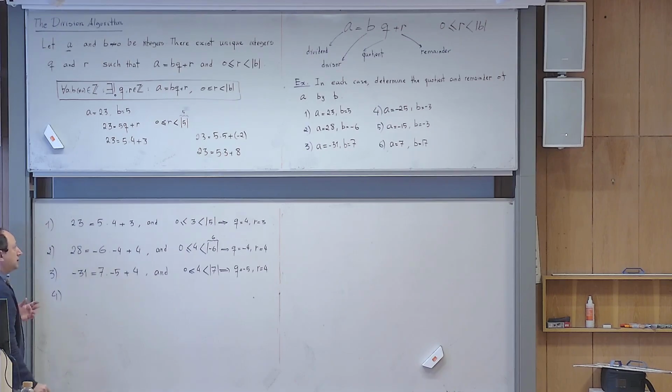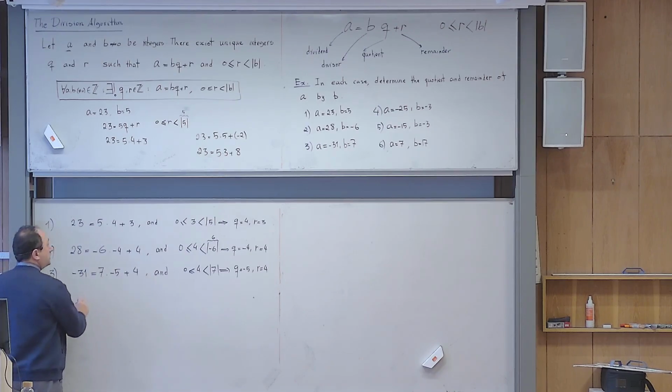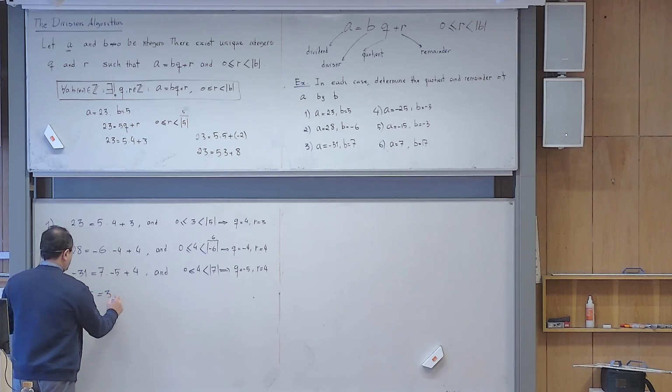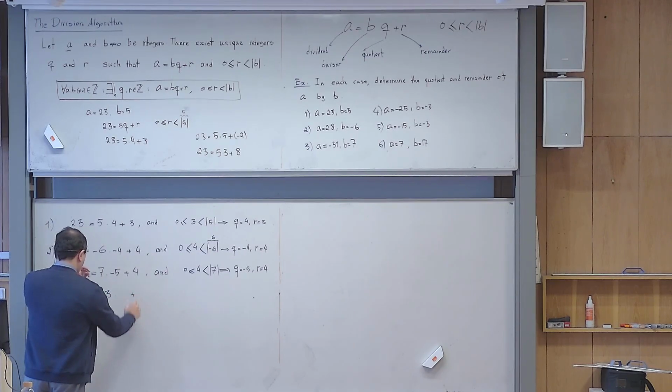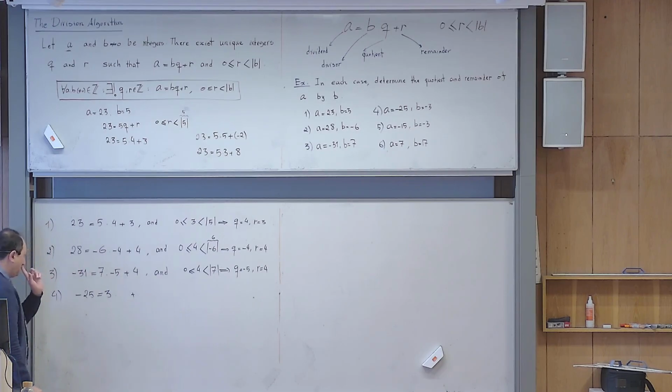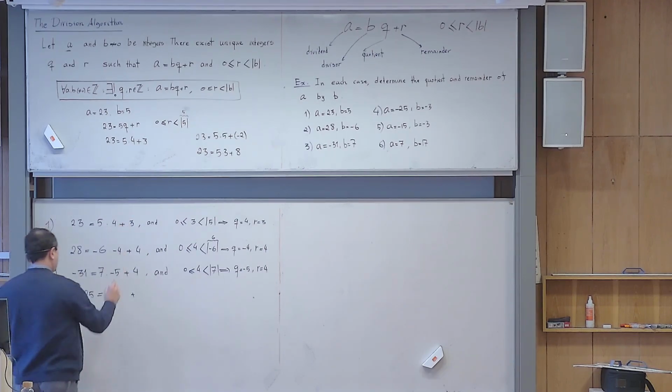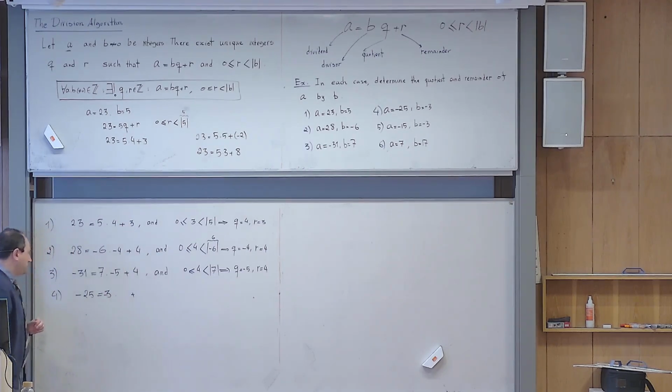Let us just do it quickly. So number 4, A is minus 25, B is positive 3. So Q and R. So what are they? What is that? Oh, that's minus 3, or what is that? That's my mistake. That's minus 3. I didn't see that. So what should be Q and R here?